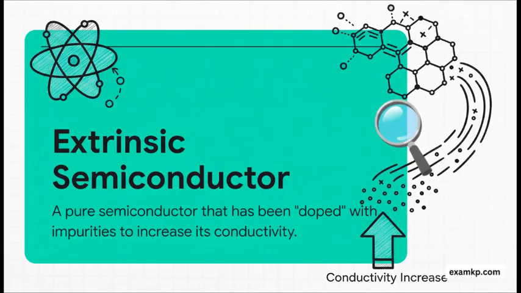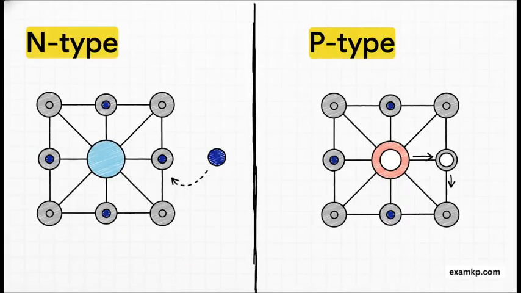When we do this, we turn it into an extrinsic semiconductor. And the whole reason for doing this is to massively increase how well it conducts electricity. Okay, so there are two ways we can dope a semiconductor.